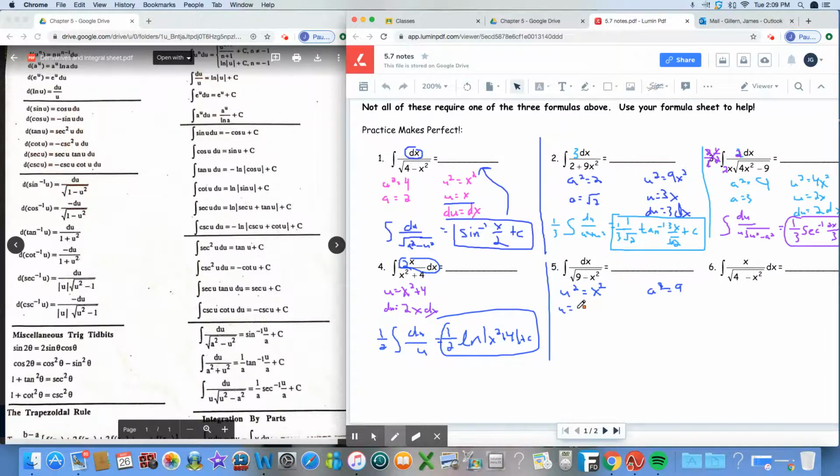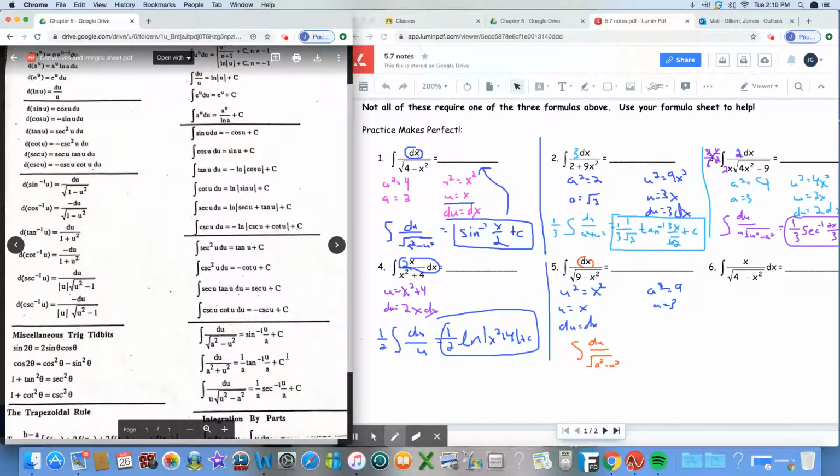U would then be x, which means du is just dx. All right. A would be 3. All right. So dx, that's all there. So I don't need to add anything. That's just my du. I don't have to put anything on the outside. And then it's the square root of 9, which is just my a squared minus x squared, which is my u squared. So that's right here. All right. This guy right here.